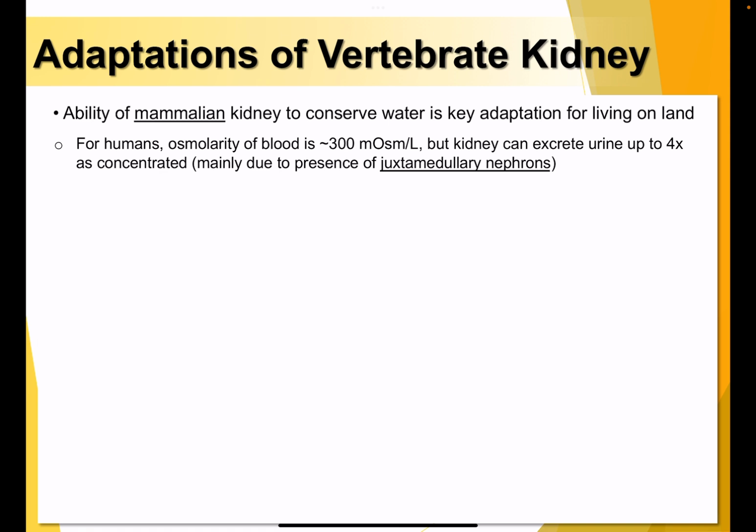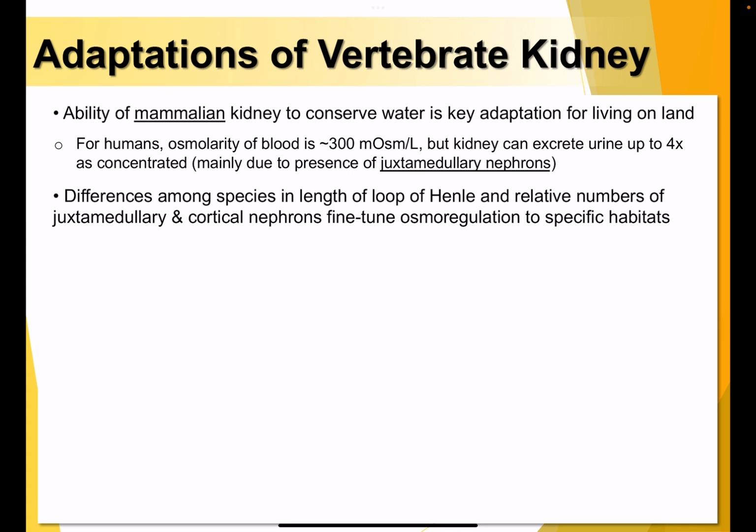So wherever you have salt reabsorption, you always have water reabsorption, because water will just follow wherever there's more salt. All right, so the differences among species in the length of the loop of Henle and the relative numbers of juxtamedullary and cortical nephrons is what fine-tunes their osmoregulation for specific habitats.